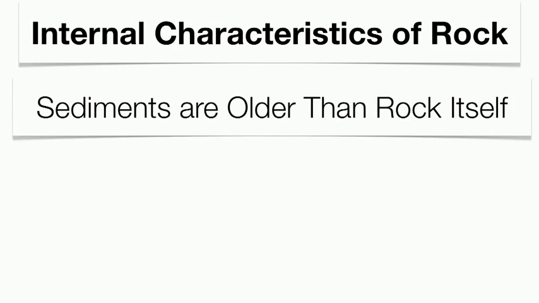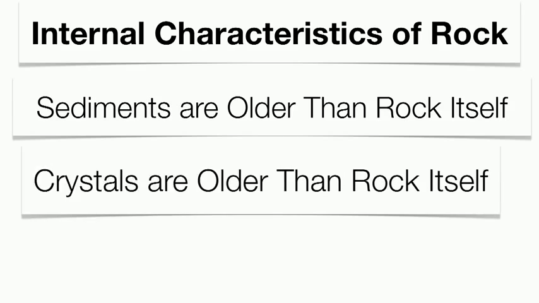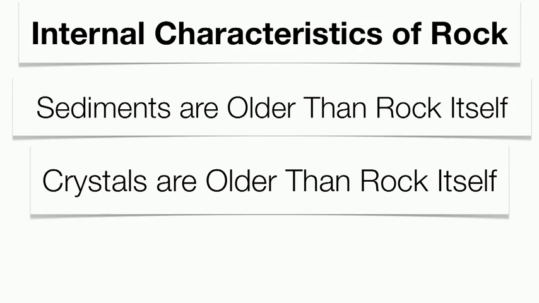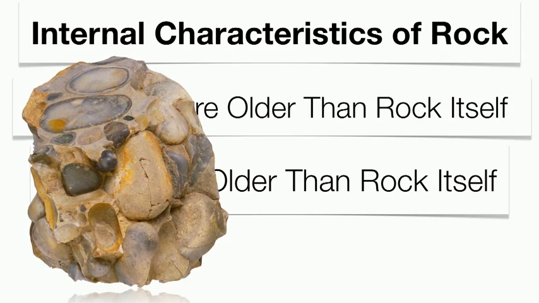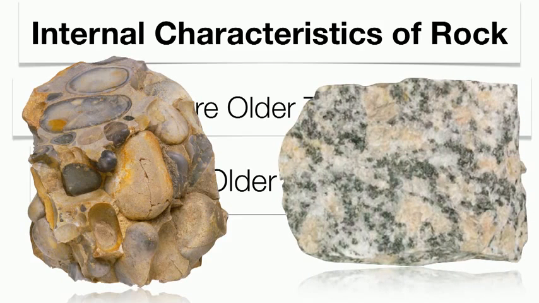Now, you can get really picky here and really technical in terms of the sequence of events, in terms of internal characteristics of rock. So the sediments and crystals within a rock are always older than the rock itself. So we take a look at conglomerate. Those rock pebbles that make up the conglomerate rock are older. They had to have been there first. Same thing with the crystals in the granite there on the right. Those crystals had to have been there first before the rock actually cooled and solidified into that big chunk.